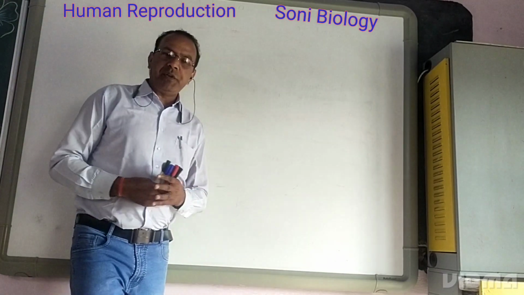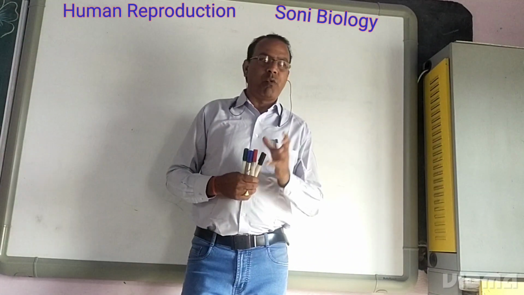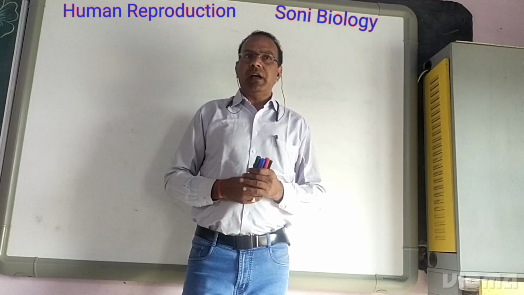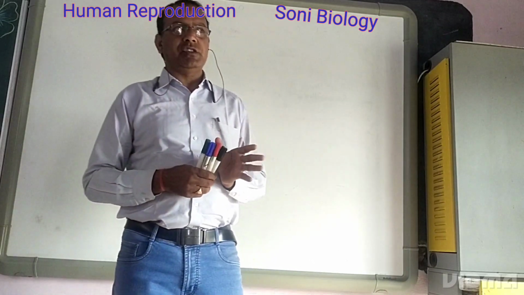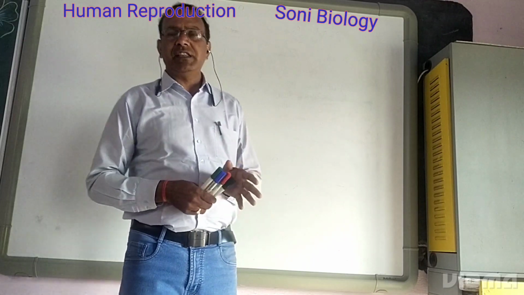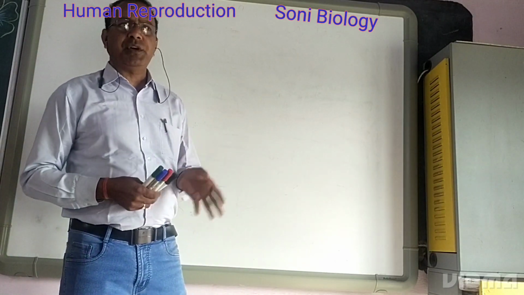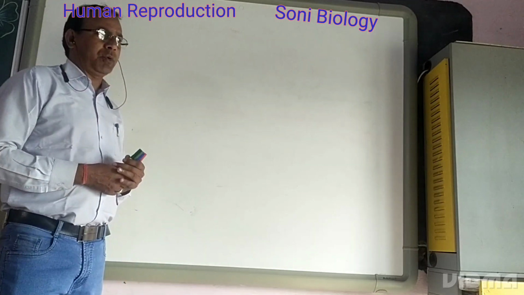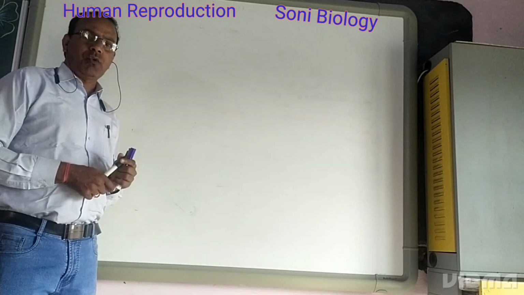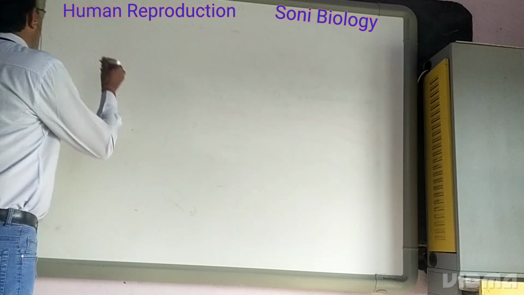Hello friends, in the previous part we studied different words and terms that help in human reproduction, such as gametogenesis, insemination, placentation, gastrulation, gestation period, parturition, and many more. In this part we will discuss the male reproductive system.